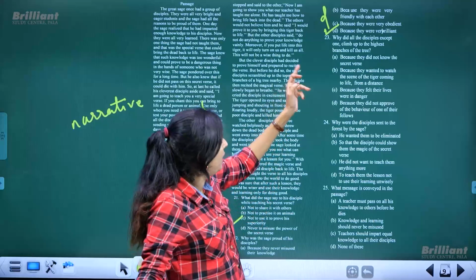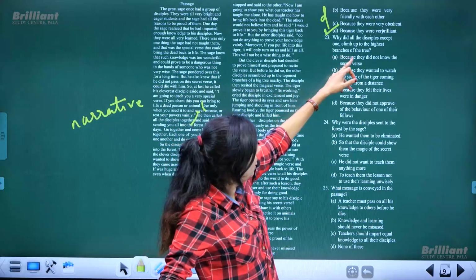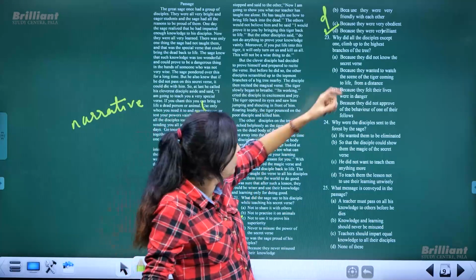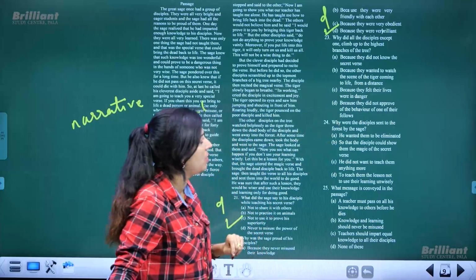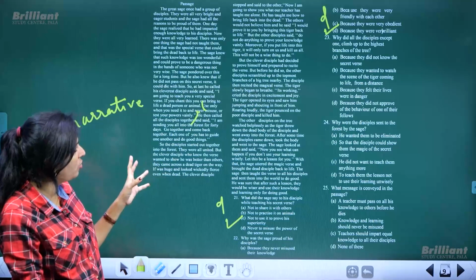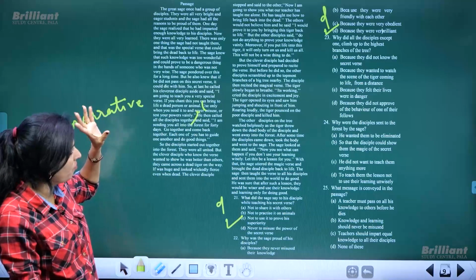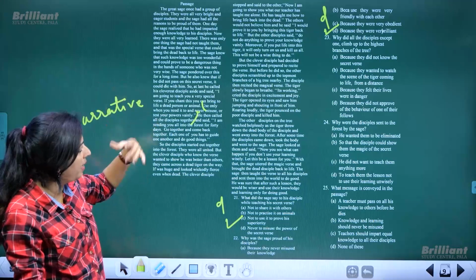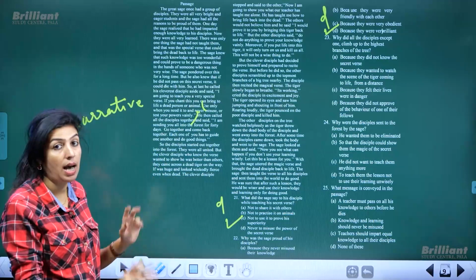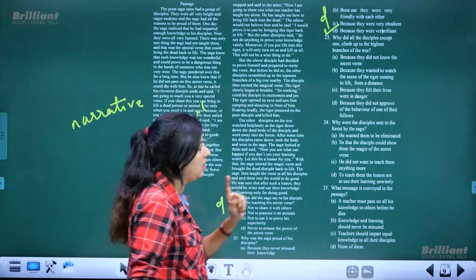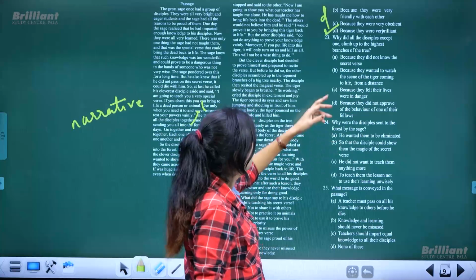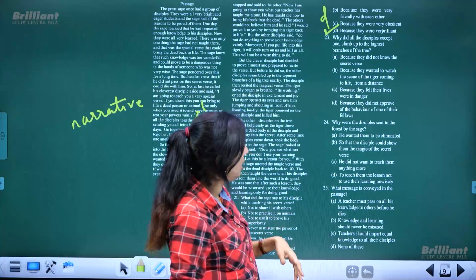Okay. Now, 23rd question. Why did all the disciples except one, the one who was trying to bring the dead tiger back to life, climb up to the highest branches of the tree? So, when that fellow was trying to bring the dead tiger back to life, the other disciples climbed up to the highest branches of the tree. What was the reason? Because they did not know the secret verse. For that, why should they climb up the tree, right? Then because they wanted to watch the scene of tiger coming to life from a distance?